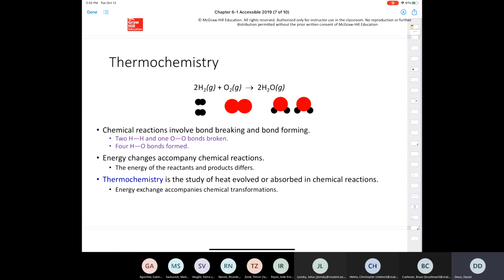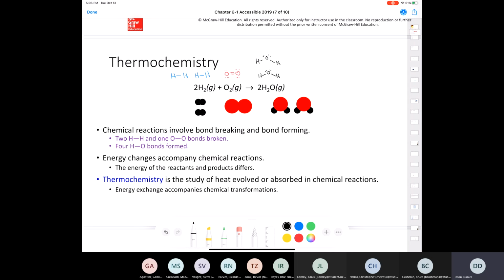And what we notice when we look at this reaction is that chemical reactions involve bond breaking and bond forming. By now, you know how to draw the Lewis structure of hydrogen. So we're starting with two molecules of hydrogen, and we're also starting with a molecule of oxygen. And these are the Lewis structures for hydrogen and oxygen. And then we end up forming two molecules of water, and we can draw the Lewis structures for those. There's one water molecule. Here's another water molecule.